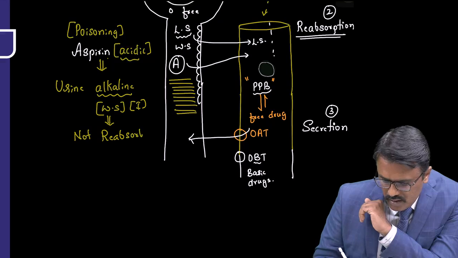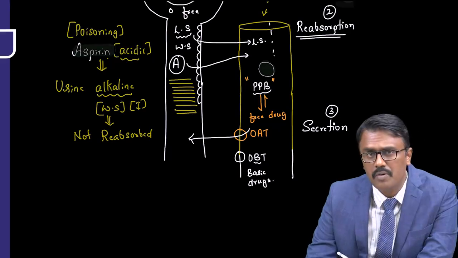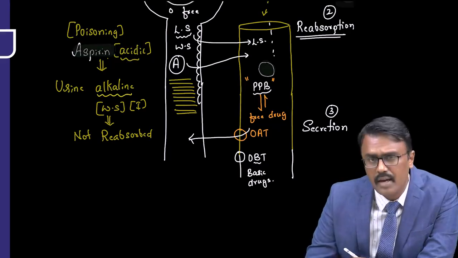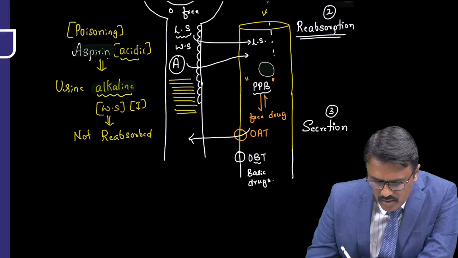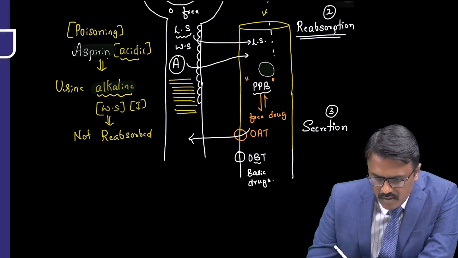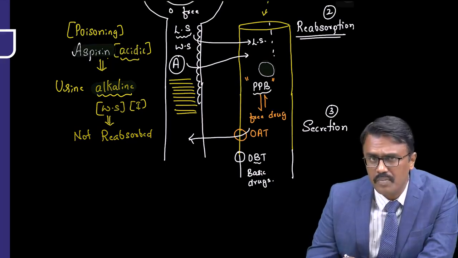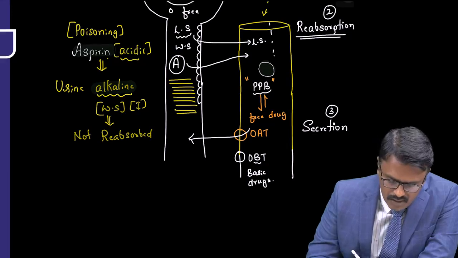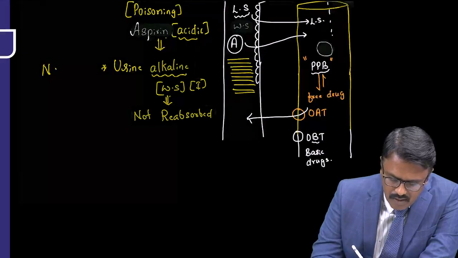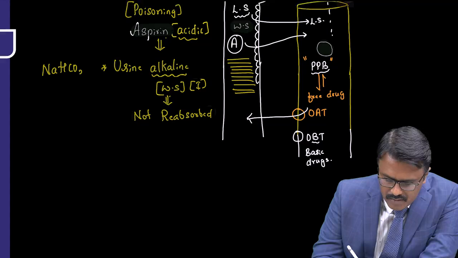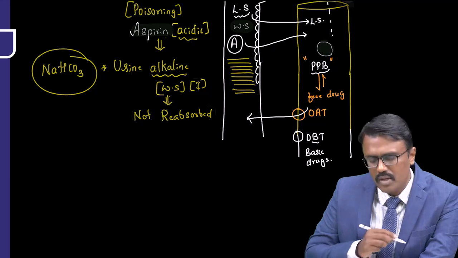Let me explain again. In case of aspirin poisoning, what do you want to do with the urine? You want to make the urine alkaline. What happens if you place an acidic drug in alkaline medium? The drug becomes water soluble, and you know that water soluble drugs are also called ionized, and they are not reabsorbed. So that is what we do with the urine pH. Now the question here is, how do you make the urine alkaline? To make the urine alkaline, what we use is sodium bicarbonate.